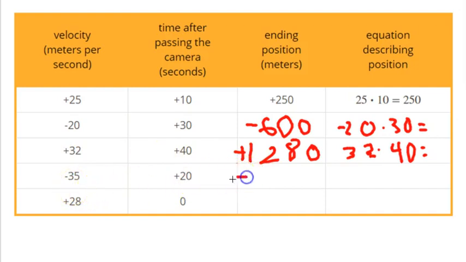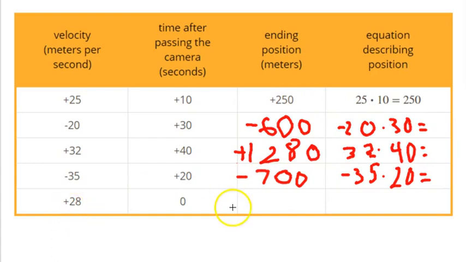It's going to end up negative, correct? Because we're going west, so that should give us a negative number. So we have negative 35 times positive 20. That'll give us, yeah, negative 700 meters. What about positive 28 meters per second after 0 seconds? Yeah, we know that that is, yep, 0. Neither positive nor negative because it's just 0.